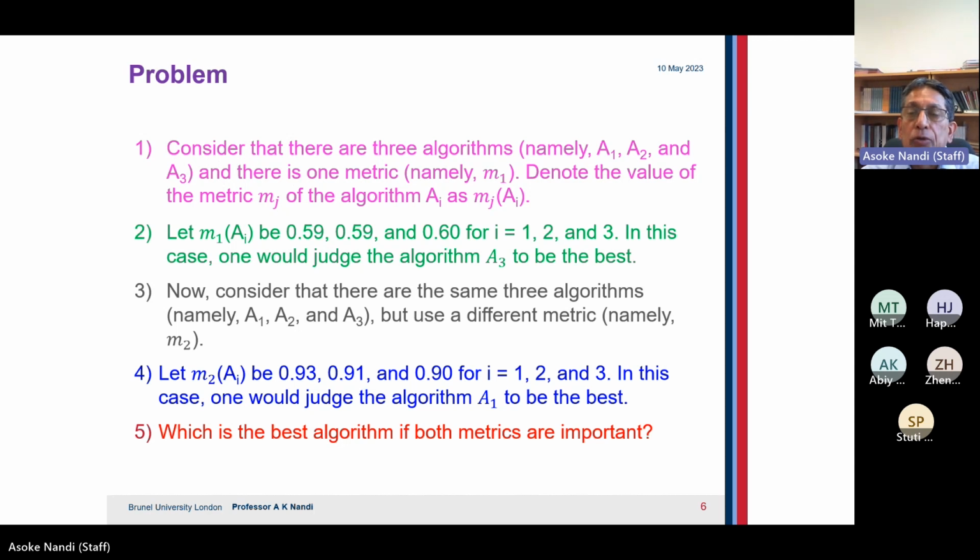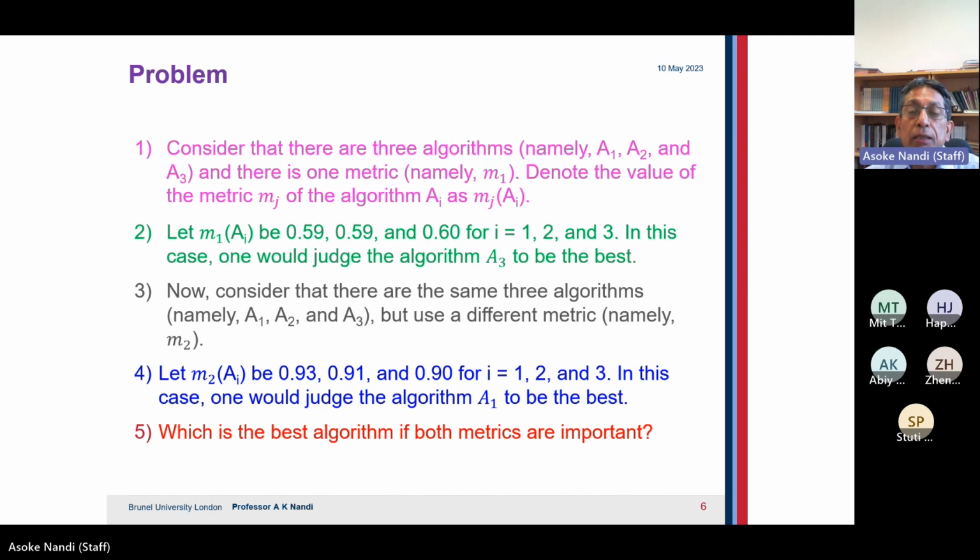So what's the problem? I want to show you what the problem is. In the case of a single metric, there's no problem. In the case of multiple metrics, there is a decision to be taken. So consider that you have three algorithms, A1, A2, A3, and there is only one metric, let's call it M1. If you look at the value of this metric M1 for the three algorithms, you might get 0.59, 0.59, 0.6. These are made up numbers. So there are three algorithms, you get three numbers. And we said one is best and zero is worst, so that means the largest is the best. So here you say, oh, this is the best one because it's bigger than the rest, and this means it is algorithm three, A3.